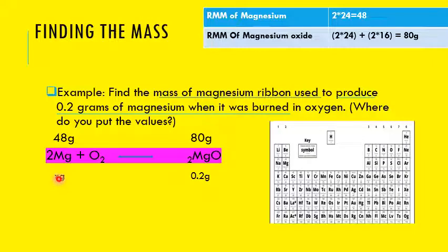So if I have X grams at the bottom, I need to state what is the overall mass of magnesium, and I find that by using the periodic table. Over on this side, I have 0.2 grams of magnesium oxide, but what is the overall mass of magnesium oxide? I find this by looking at the periodic table. All right, so that's our first step.